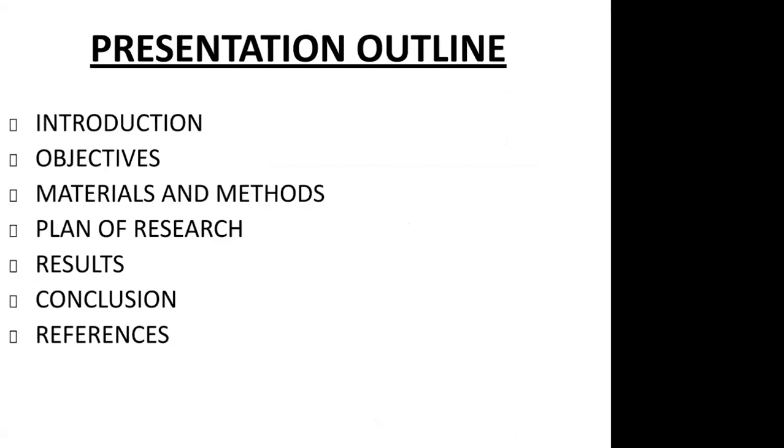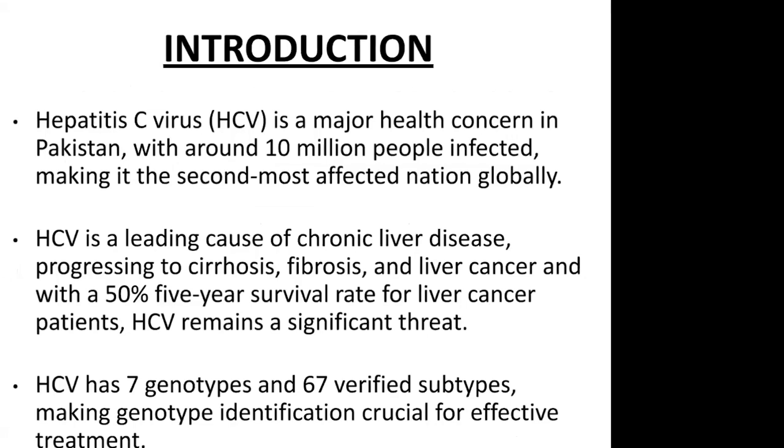So why HCV as a topic for our research? Because HCV is a major health concern in Pakistan with around 10 million people infected, making it the second most affected nation globally. HCV is a leading cause of chronic liver disease, progressing to cirrhosis, fibrosis, and liver cancer, with a 50% 5-year survival rate for liver cancer patients. HCV remains a significant threat. HCV has basically 7 genotypes and 67 verified subtypes, making genotype identification crucial for effective treatment.